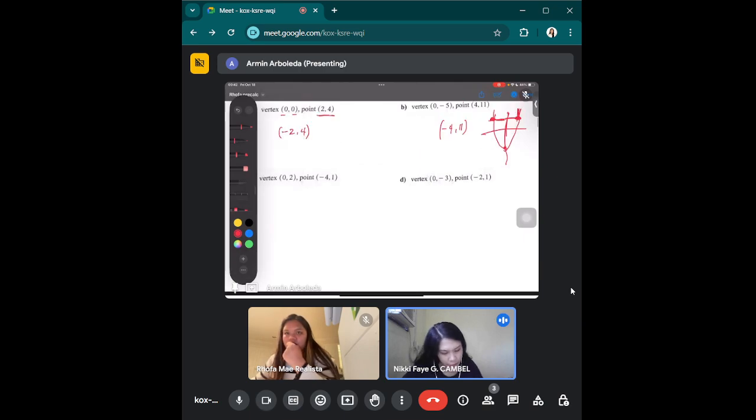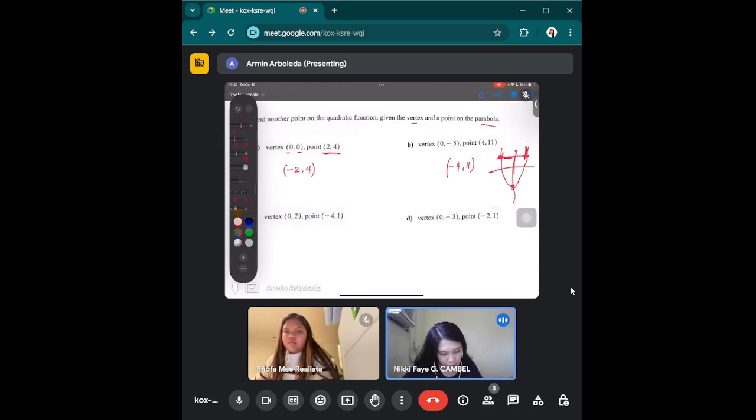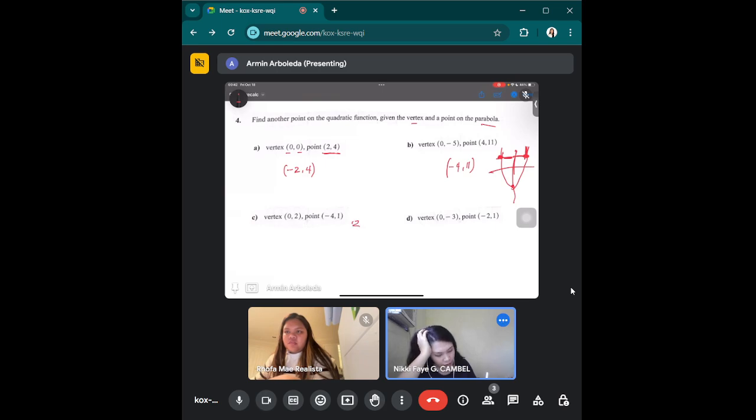Dito, sa letter C, parang question mark yung answer ko dito kasi yung vertex niya is 0 and 2. So, ano nga yung 2? That's the lowest point, right? So, if you're gonna graph it, it's right about here. And the other point is what? Negative 4 and 1. It's gonna be around here. So, questionable siya for me because lowest point kasi yung 2. Tapos, meron kang point na negative 4 and 1.